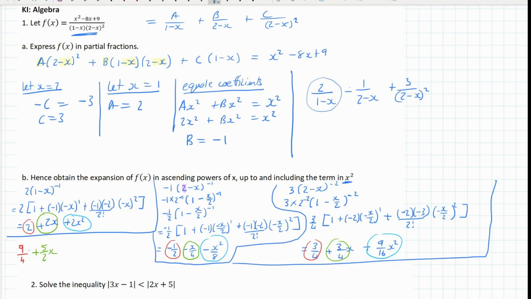Now that ends up being, let's put them into 16ths, 32, take away 2, 30, 39. 39 over 16 x squared. Alright, that was a bit of a long question, wasn't it?